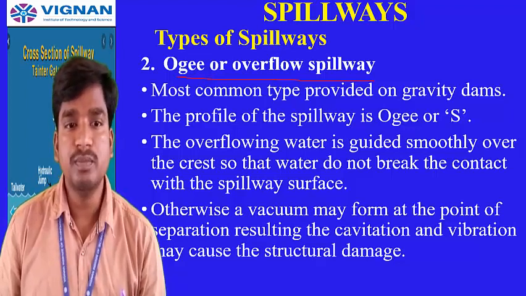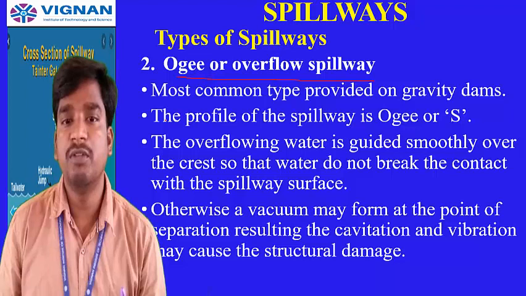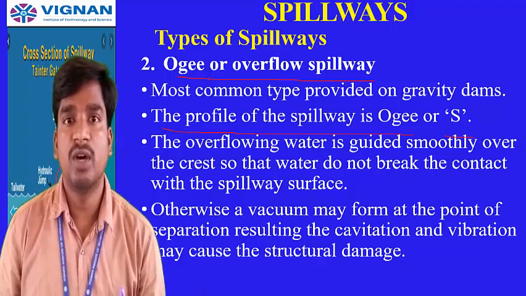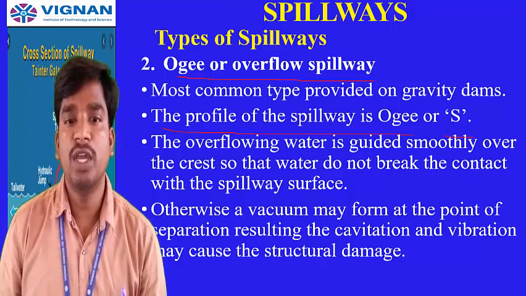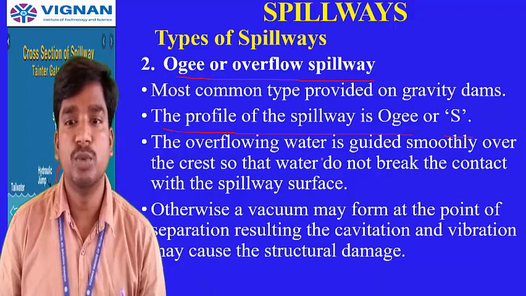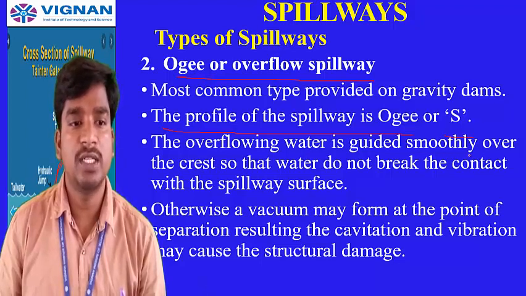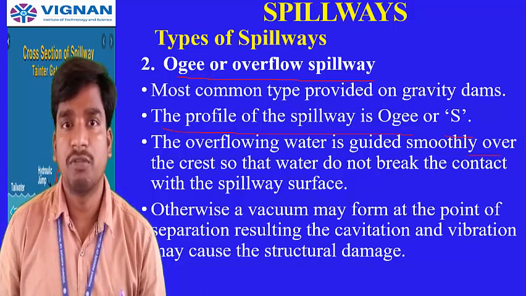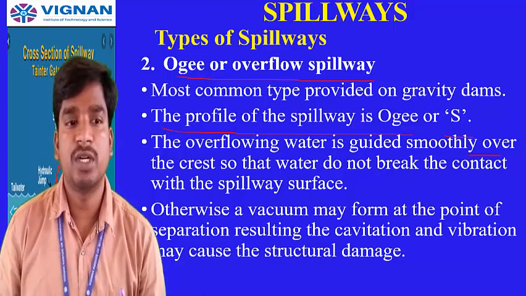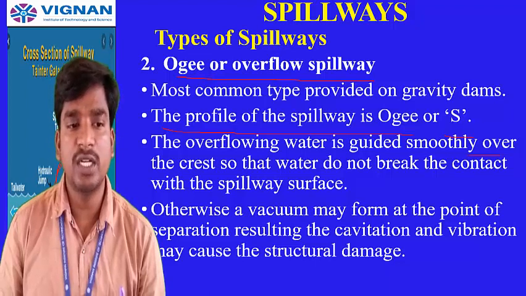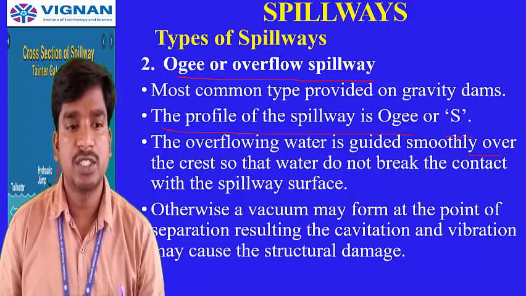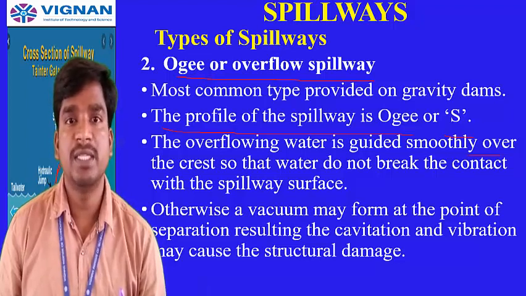Okay, so the profile of the spillway is ogee or S type. See, like this S type. Ogee, or we can call it S type. The overflowing water is guided smoothly over the crest. Whatever the water is there, it is guided by this S curvature. Whenever the water is released, it is continuously in contact with this ogee spillway surface, and it is distributed to the stilling basin like this.